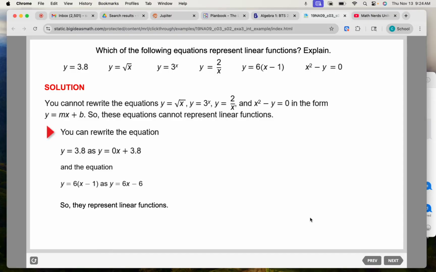Okay, here are some examples of the rewriting. We did those. All right, any questions on those?